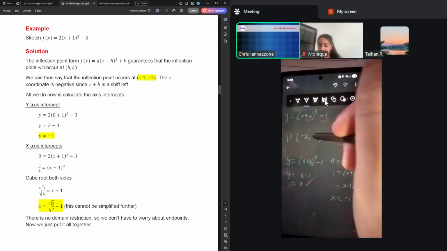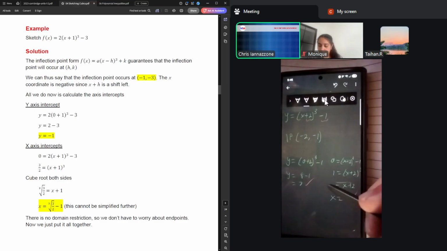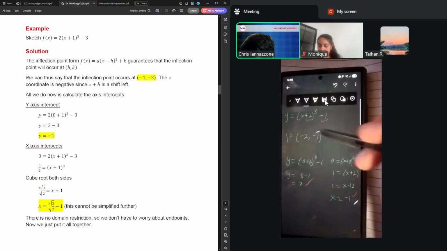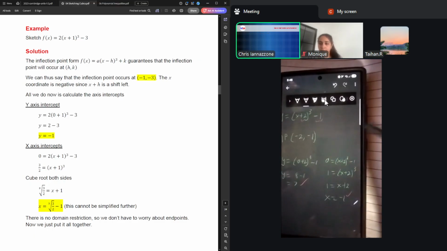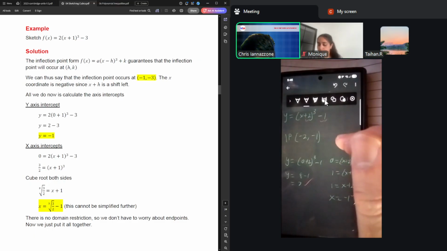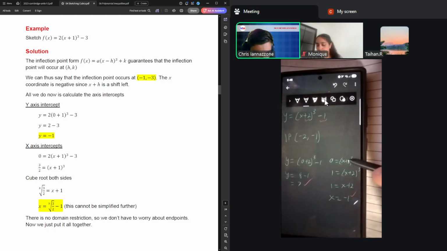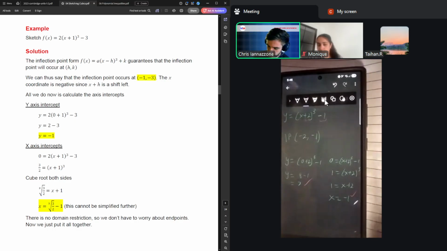So we've done our inflection point, we've done our x and y intercepts. The only thing that's probably a bit new is the inflection point, but again, just imagine, for those who are still following along, that's basically just the quadratic turning point form rules. And x and y intercepts, that should also be similar. Anyone have any questions on those key features so far? Or maybe even the cube root, that might be a bit new for people. Any questions at all?